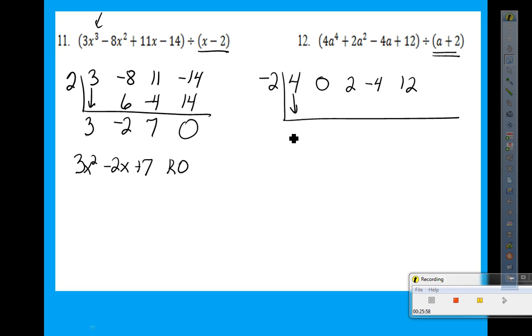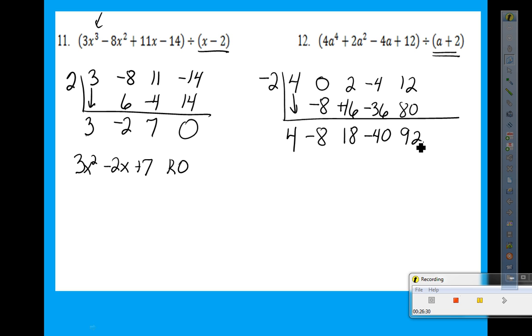Drop the 4. Negative 2 times 4 is negative 8. Add them together and get negative 8. Negative 2 times negative 8 is positive 16. Add together and get 18. Negative 2 times 18 is negative 36. Add them together and get negative 40. Negative 2 times negative 40 is 80. Get a remainder, this time of 92.